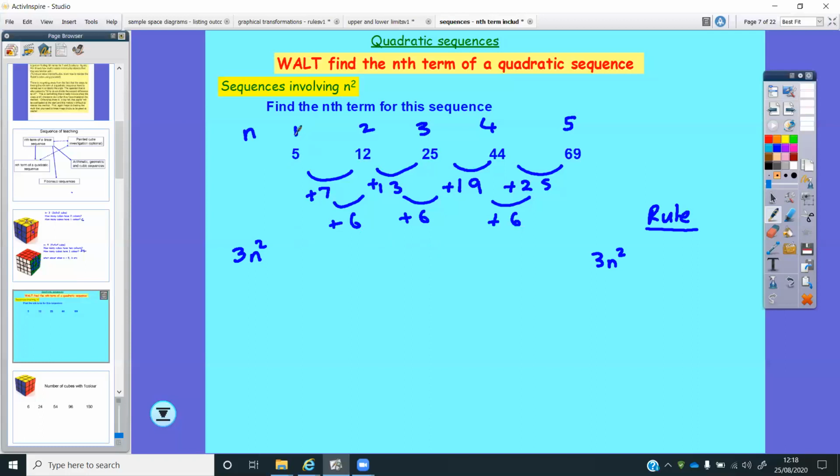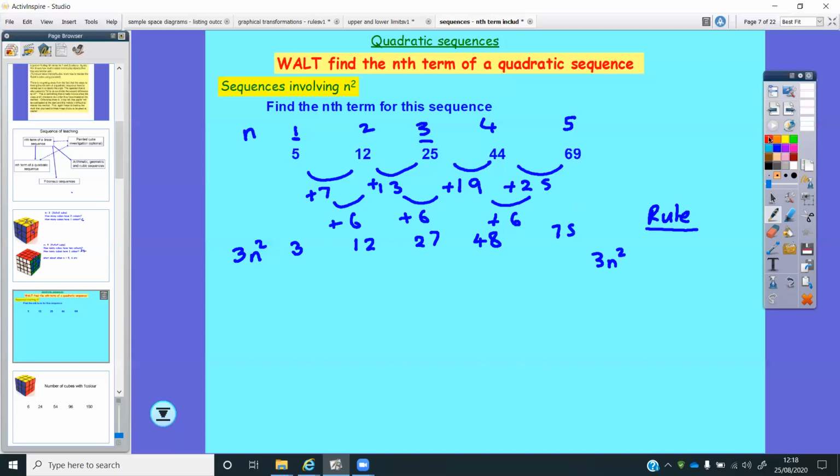So I'm lining up with n equals 1 here, and I'm saying 3 times 1 squared is 3. 3 times 2 squared is 12. 3 times 3 squared is 3 times 9, which is 27. 3 times 4 squared, 3 times 16, is 48. 3 times 5 squared, 3 times 25, is 75.